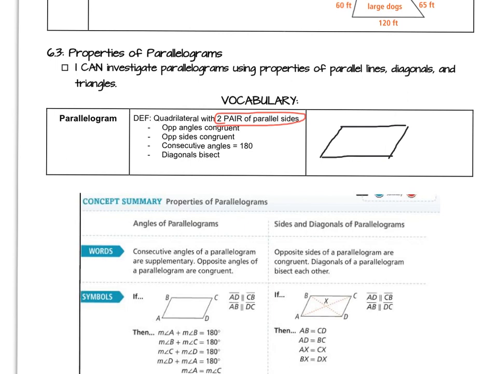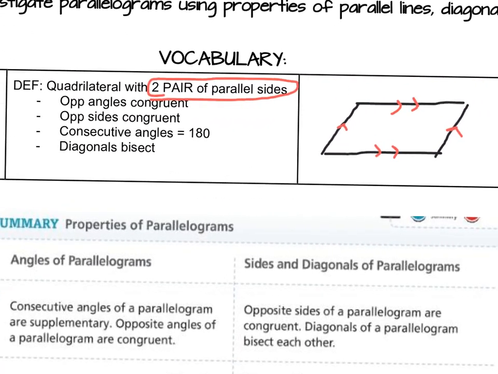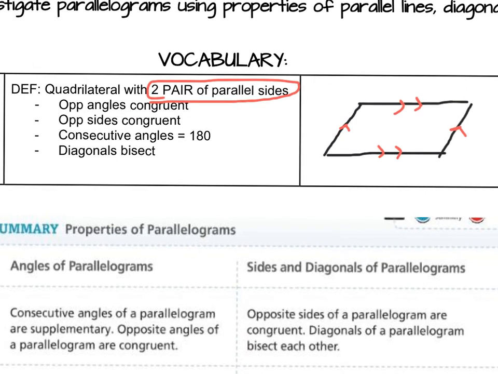Now, using the definition, two pair of parallel sides. On the left side and the right side, I'm going to mark an arrow to prove on the picture that the lines are parallel. But because we have two pairs, I'm going to do a double arrow at the top and a double arrow at the bottom. To look at the rest of the components of a parallelogram, I'm going to zoom in on this picture. And then we're going to mark some more specific features.